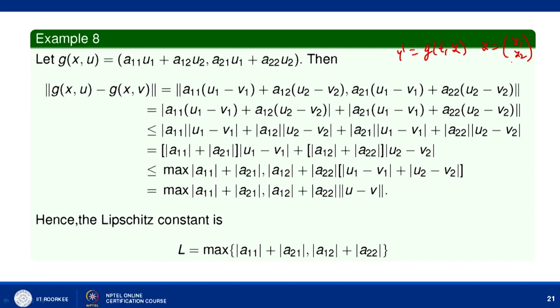So, it is in 2 dimensions, and we want to find out that here this g(x, u), which is defined as (a11 u1 + a12 u2, a21 u1 + a22 u2), is actually satisfying the Lipschitz condition. Here we are not applying the result that the partial derivative exists with respect to the component. Here we can use another method to show that it satisfies the Lipschitz condition. For that, just look at the norm of g(x, u) minus g(x, v).